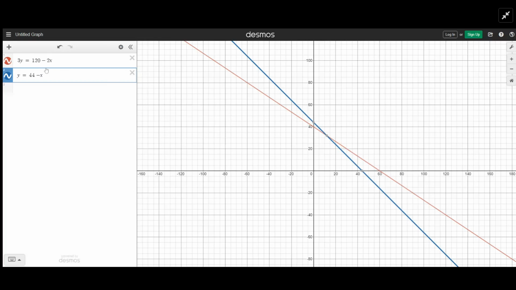If we graph these two things, we get these two lines. What's convenient about Desmos is it actually shows the point where they intersect. The point where they intersect is (12, 32), which means that x is equal to 12 and y is equal to 32. In this case, we know that x is g, so g is 12, and b is y, so b is 32. And so that's how you figure it out using graphing.